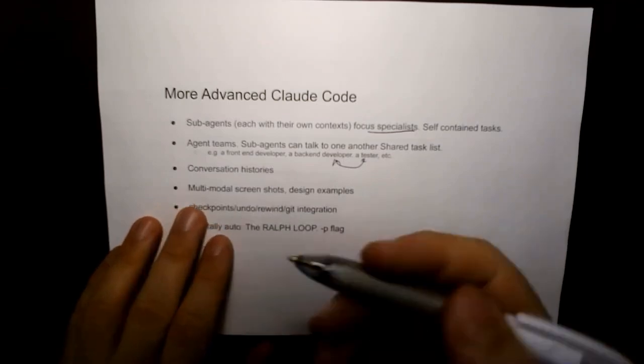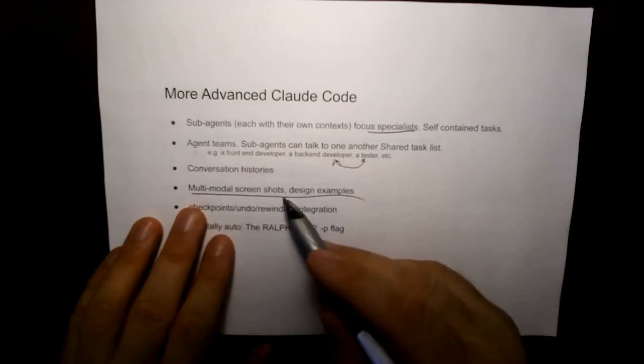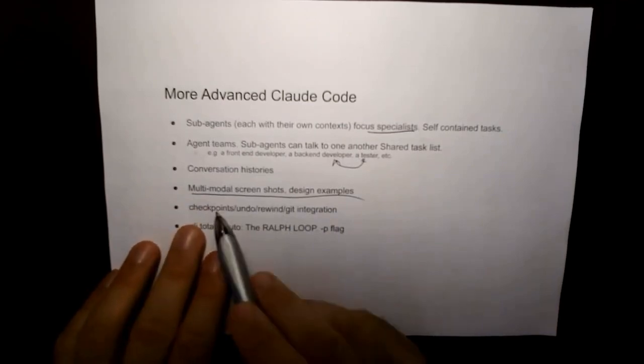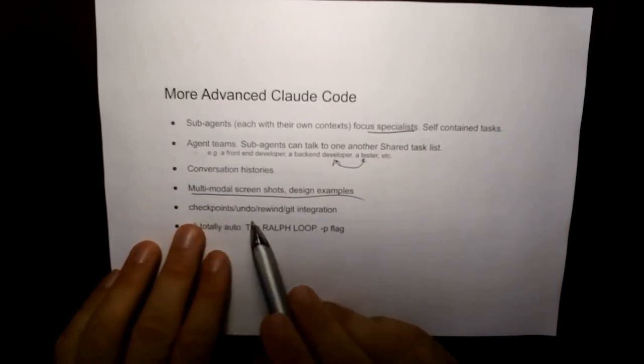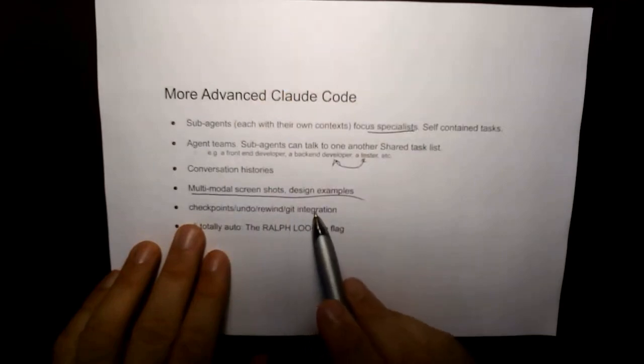Some cool stuff that's coming up is you can paste in screenshots. Maybe you can have a mock-up of what you want the interface to look like, and Claude will get you part of the way there. There, of course, also is this whole issue of checkpointing, undoing, and rewriting, and integration with Git.